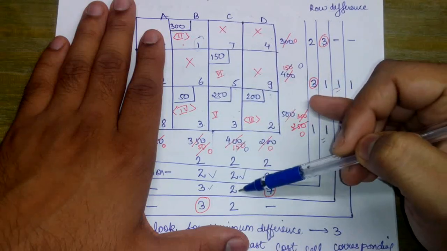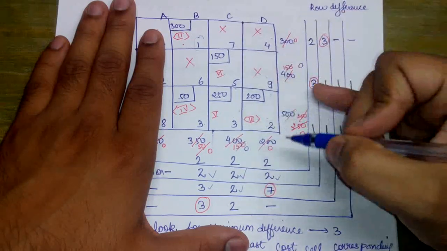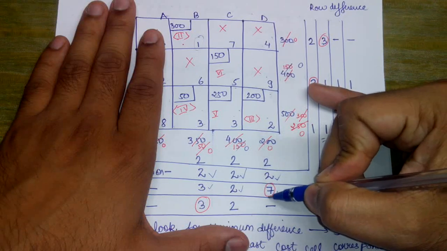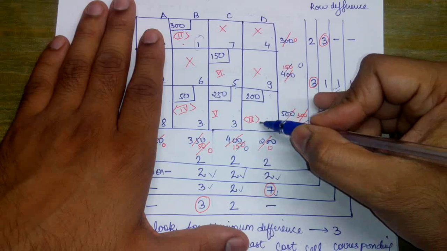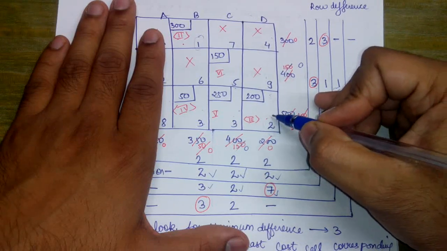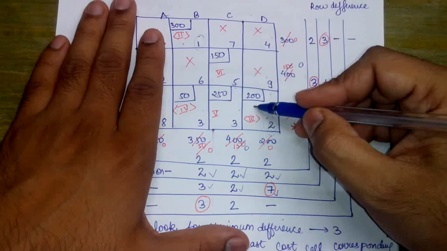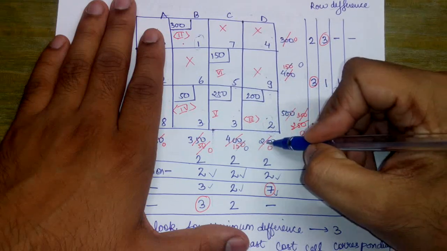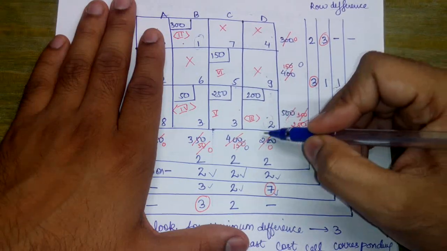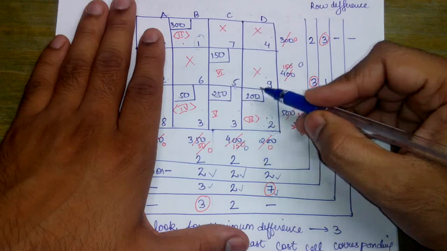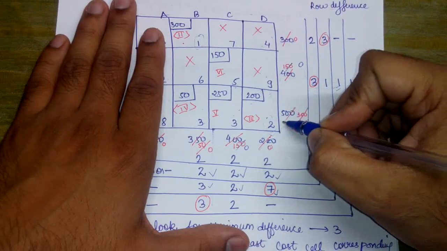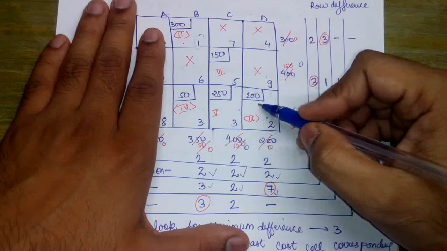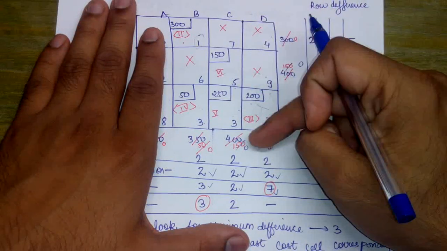5 minus 3, that is 2. 9 minus 2, that is 7. So now the largest difference is 7, and corresponding to 7, this is the least cost of the element. So now we are going to allocate here. Demand is 200, supply is 500, so we are going to allocate 200 at this place. So 200 minus 200 becomes 0, and 500 minus 200 becomes 300. So this entire row goes off.